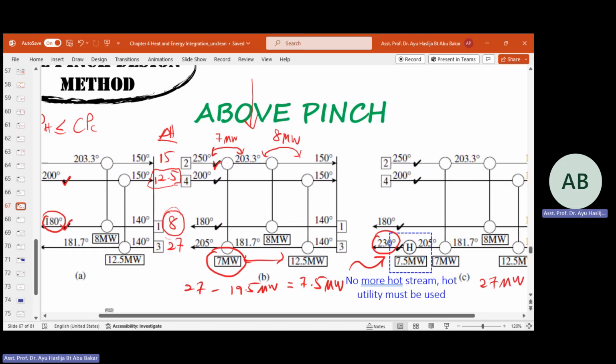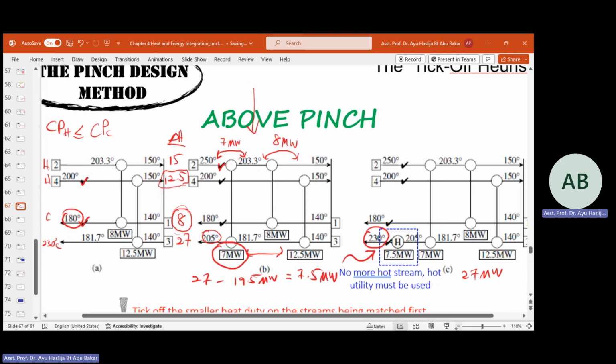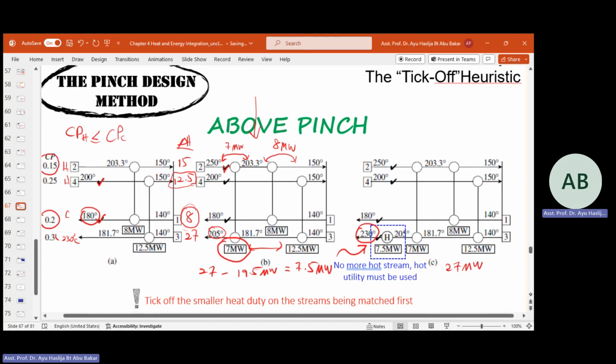Okay, any more questions? You must understand this part first before I explain to you the temperature difference. How to get this temperature, not the T target. Okay, up to that? That one is above pinch. Please ask questions if you need me to repeat. I can repeat, no problem.